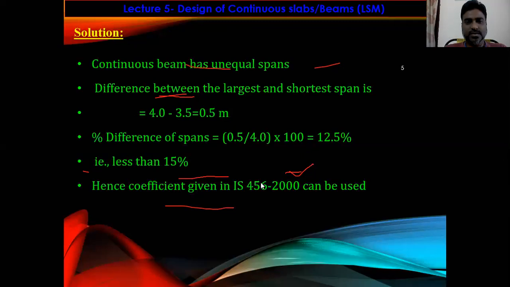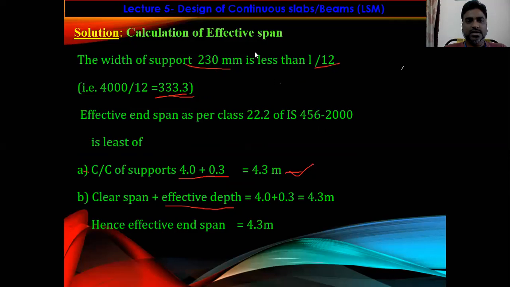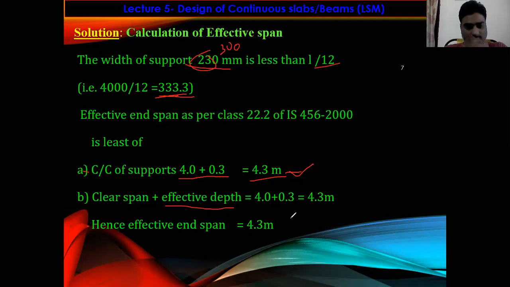The width of the support is 300 mm. Right. Next, this is 4 plus 0.3, which is 4.3. And clear span plus effective depth: the effective depth we got is 300, so it is also 4.3. Hence the effective end span is 4.3.